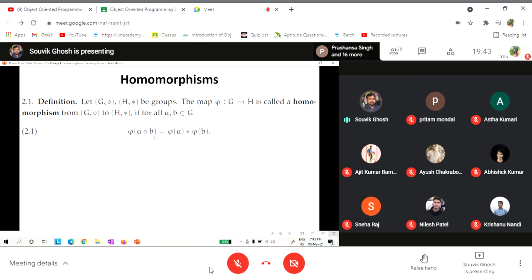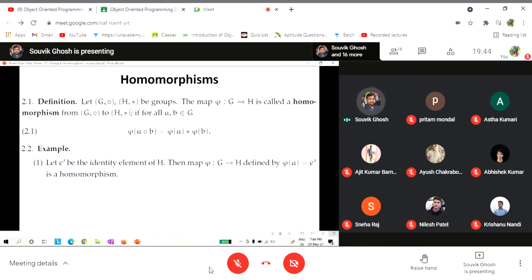So we can see that this element belongs to H, and this element on the right hand side also belongs to H. So we can equate them. So if it satisfies phi of A composition B is equal to phi A star phi B, then we say that the function which is given to us is a homomorphism between these two groups.